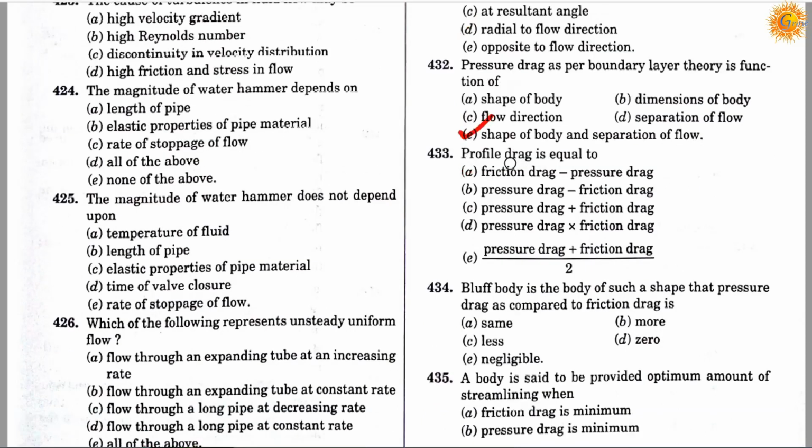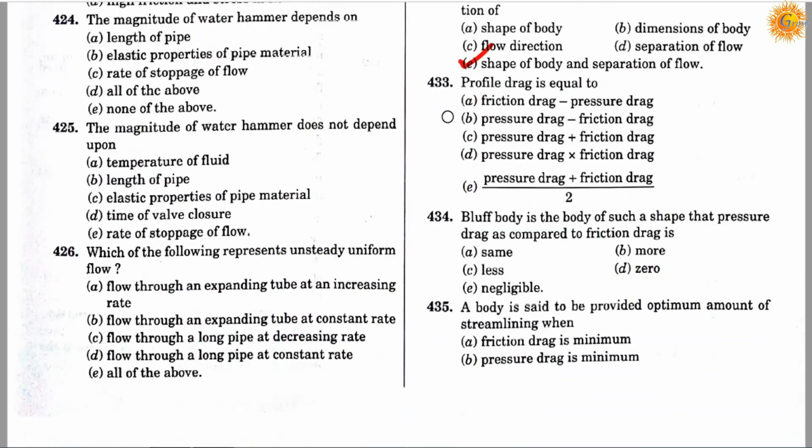Question number 433. Profile drag is equal to: option A, friction drag minus pressure drag; option B, pressure drag minus friction drag; option C, pressure drag plus friction drag; option D, pressure drag into friction drag; and option E, pressure drag plus friction drag divided by 2. So the correct answer is C. It will be pressure drag plus friction drag.